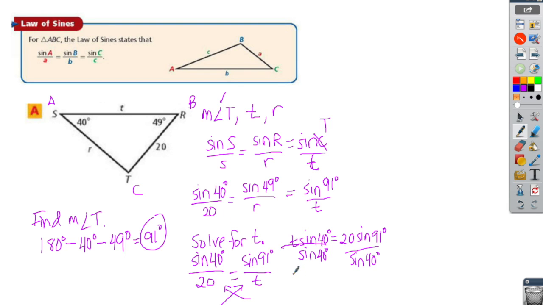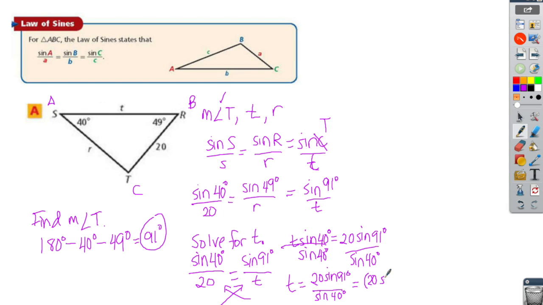So to find the measure t, you will have to enter this into your calculator as a fraction, and it needs to look like this exactly over sine 40 degrees. Now I understand some of you don't have a calculator that allows you to type in a fraction, so let me write it out for you. For those of you who can't type in a fraction, here's what you can use. I will encourage you to use parentheses.